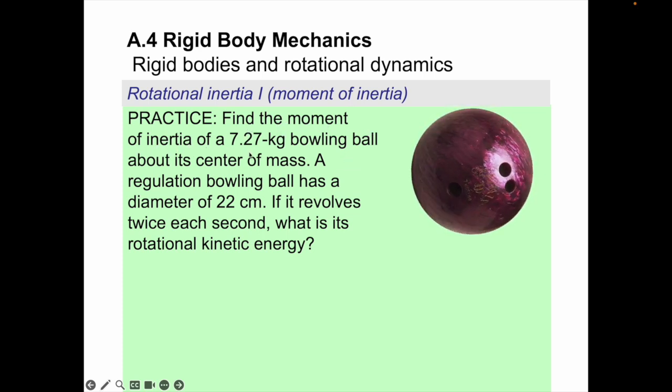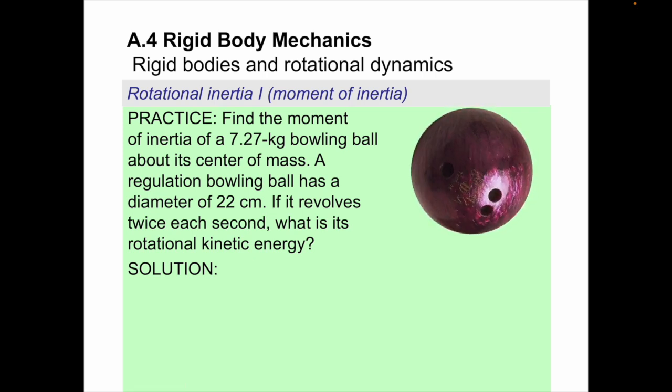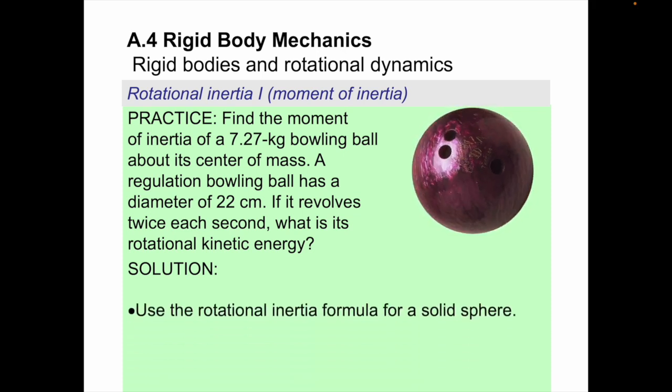Find the moment of inertia of a 7.27 kilogram bowling ball about its center of mass. A regulation bowling ball has a diameter of 22 centimeters. If it revolves twice each second, what is its rotational kinetic energy? Pause the video and come back in a moment. See if you can solve it yourself, and then come back. Alright, hopefully you've paused it.